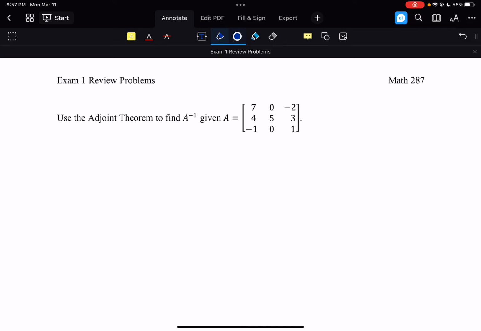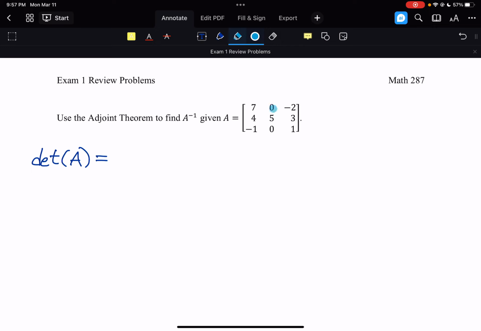All right, so in order to find the value of A inverse using the adjoint theorem, we're going to need the determinant and we're going to need the adjoint. So the determinant we can get relatively quickly here. The method by which you want to get the determinant would be up to you, because this is a 3 by 3. We have some leeway here.